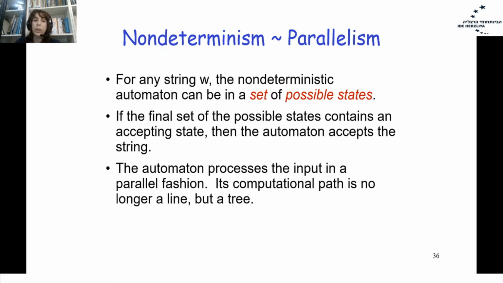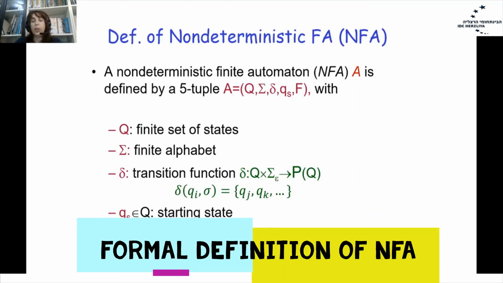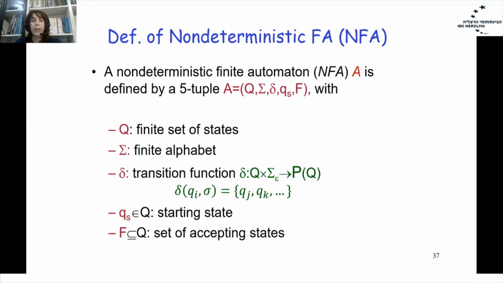So in a non-deterministic automaton, we can have several paths as a result. Let's give a formal definition to the non-deterministic finite automaton, abbreviation NFA. A non-deterministic finite automaton, NFA, A, is defined by a 5-tuple: Q, sigma, delta, QS, F. Q is a finite set of states, not empty. Sigma is a finite alphabet, usually not empty.